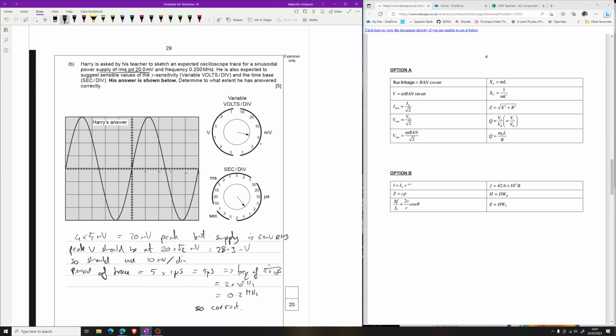Or so sensible, because it shows a whole trace, I suppose, because it's asking for sensible values. You could change this and it's still going to display the whole cycle if you had a much higher time division. So sensible since it shows the full cycle clearly, something like that. Okay, that's it.